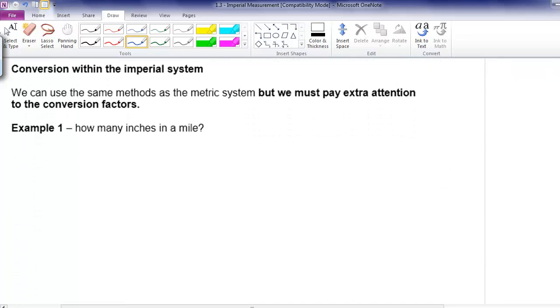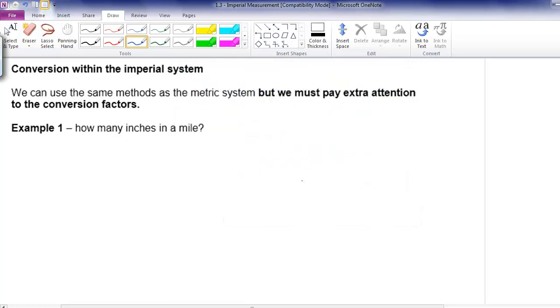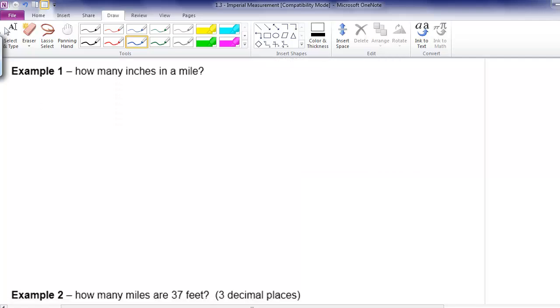Okay, so then the second part of today is, given that we know the units and we know what they're all about, what we want to do is then figure out how to convert in between. So here's our first example. How many inches are in 1 mile? As it says, we're going to use the same basic methods we did last day, except we're going to have to pay extra attention to the conversion factors because they're not simply multiples of 10. So let's go ahead and do the unit line approach to how many inches are in a mile.